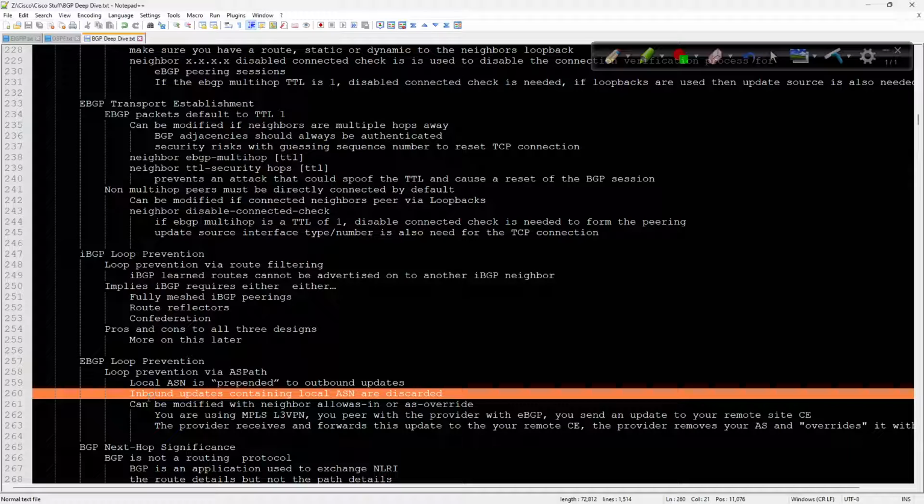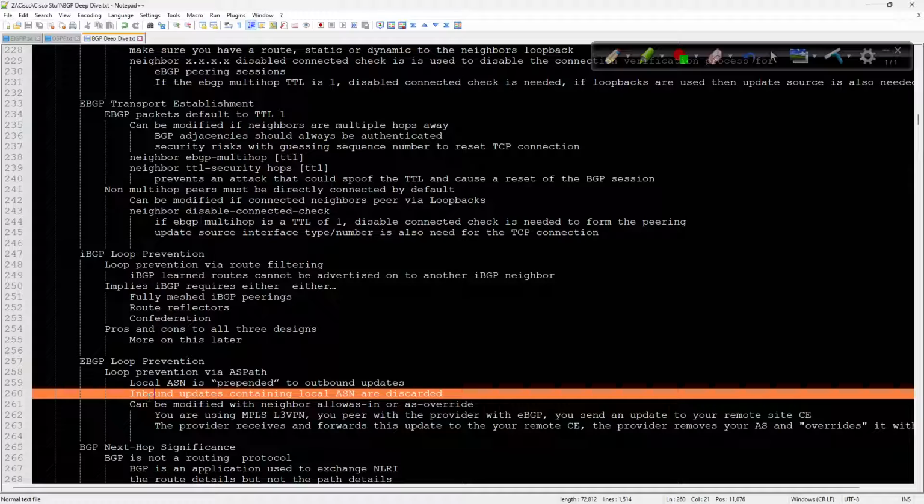So again, if I'm AS 2 and I receive an update from AS 1 about a route that already passed through AS 2 and got learned by AS 1, and then AS 1 advertises that path back to me, and I see my own AS in the path, I'm going to drop the update.